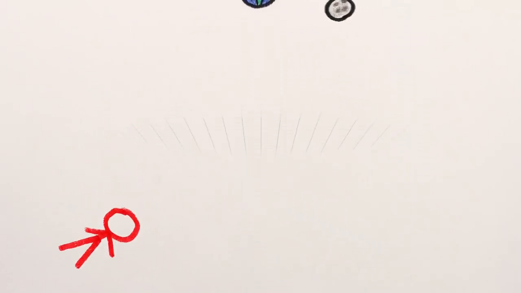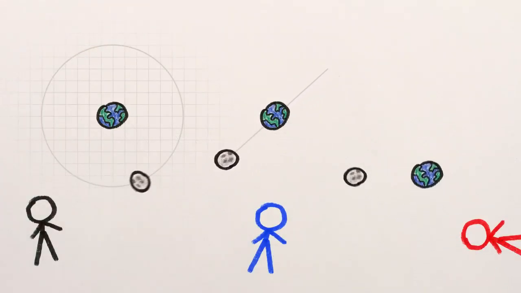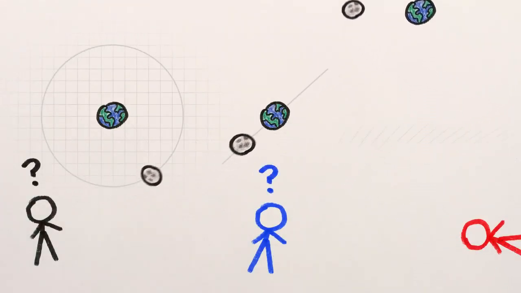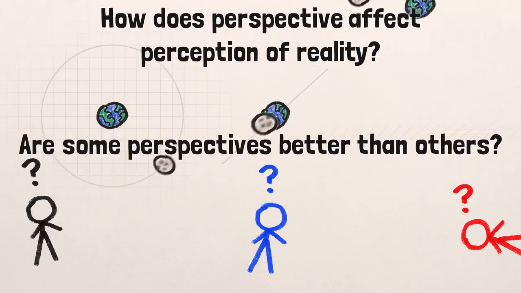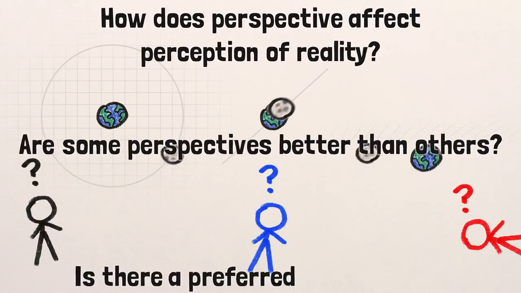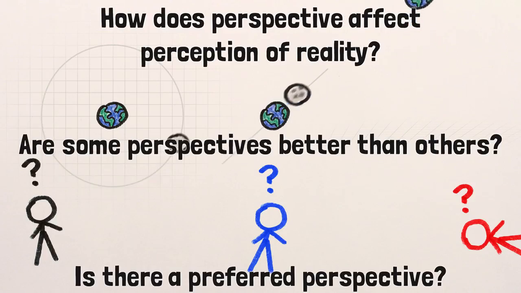But if the motion of the Earth and Moon can be described in such different ways, what does any one of these descriptions actually tell us about the Earth and Moon? Is one of them right and the other's wrong? Is there some preferred perspective for observing the Earth and Moon that gets the closest to the true description of what's happening? It's the goal of relativity to answer these kinds of questions.